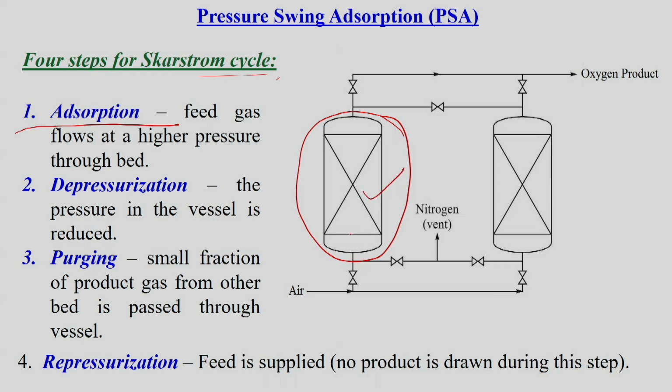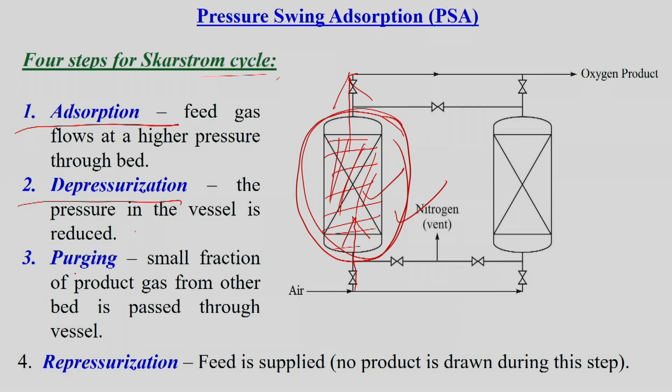Suppose feed gas flows at high pressure through the bed. We enter the feed gas through this, and inside this adsorption column the target component will be adsorbed, and then it will come out as the exhaust gas. Then we need to depressurize this tower. The pressure of the vessel is reduced, so that, like the thermal swing operation, it will be regenerated. That is the second stage.